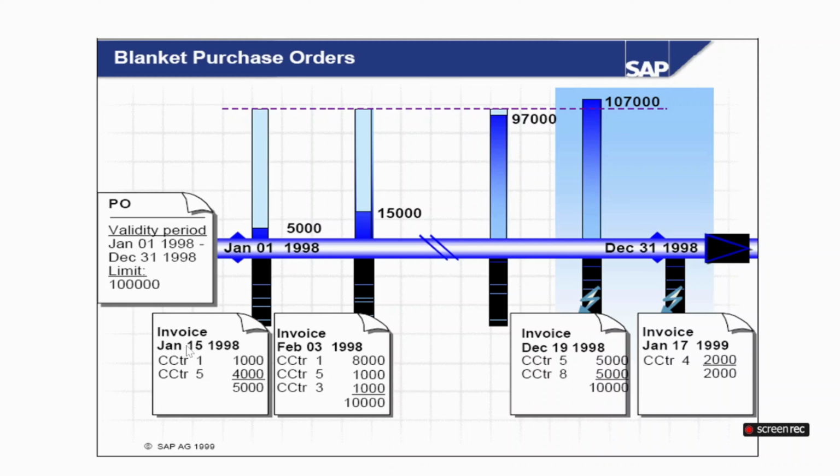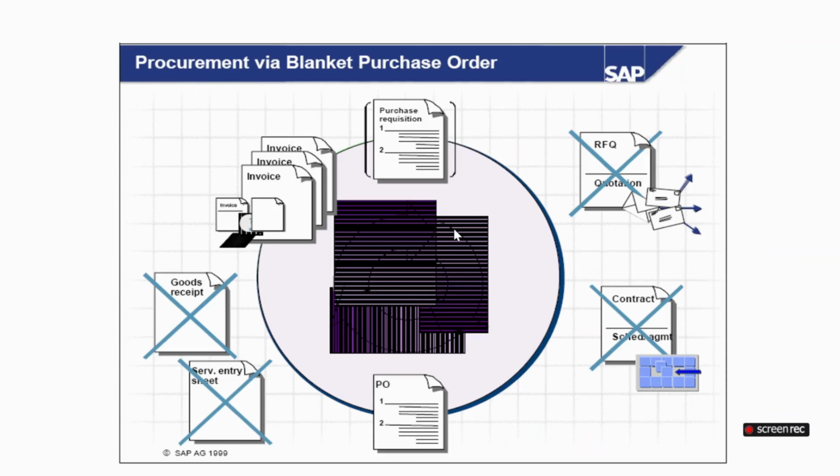Invoice first we just do an invoice on January 15, then we did an invoice on February 3rd, like three invoices we just did on February 3rd. On December 19 we just do two more invoices, like that we can do. I will also show how with a single blanket PO we can create three invoices, four invoices, five invoices. We will see that in the configuration step, right?